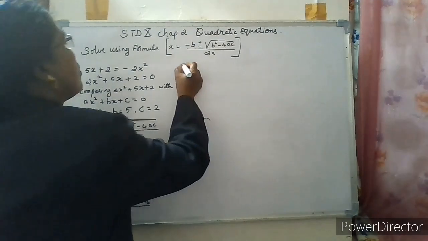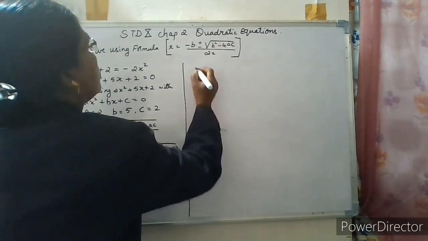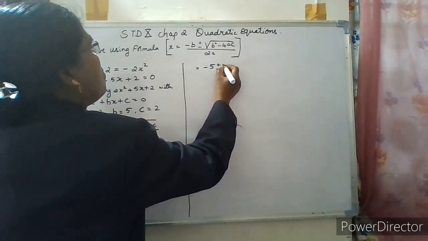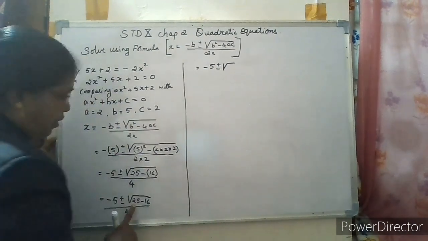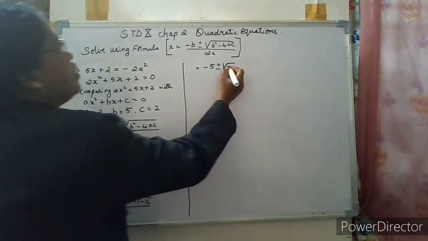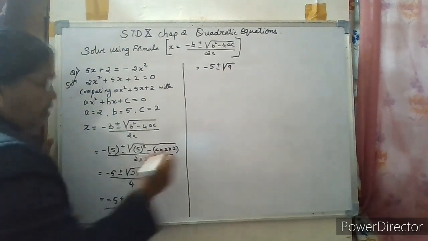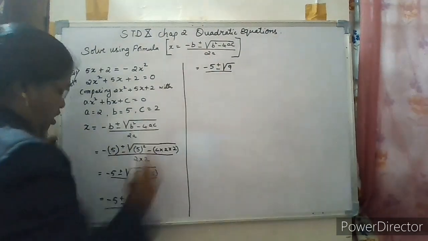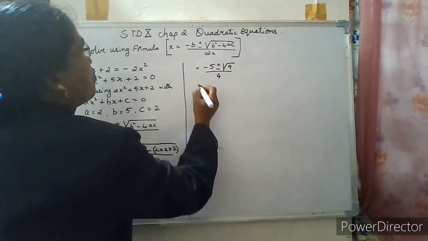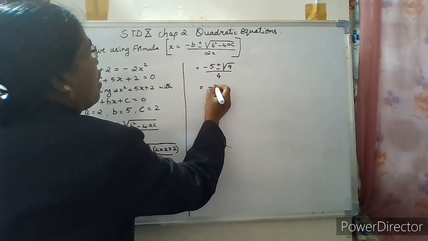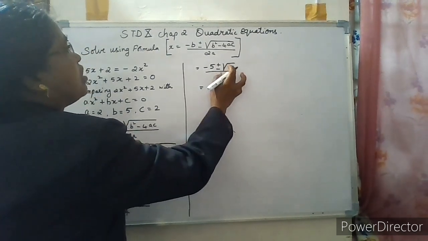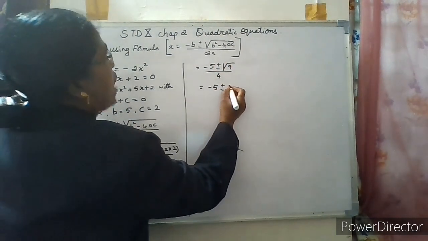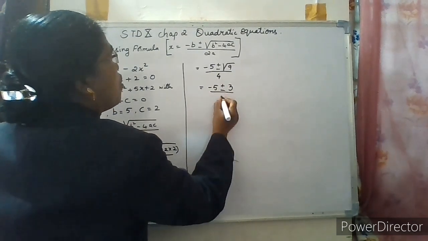Now this is equal to minus 5 plus or minus root of 25 minus 16 is equal to 9, sign of the greater number. Both the numbers have different signs. Subtract and put the sign of the greater number. So upon 4 now. Now this is equal to minus 5 plus or minus, 9 is a perfect square number, so it comes out of the root as 3, upon 4.